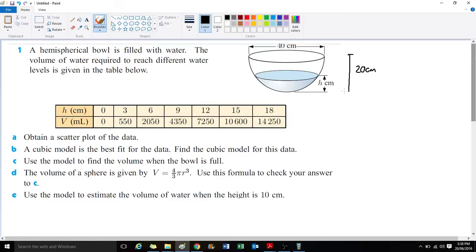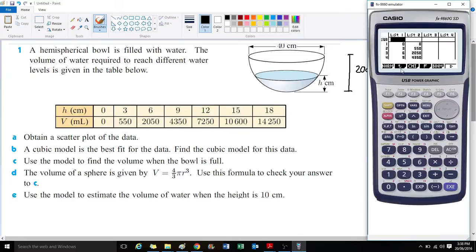Okay, so the first thing we want to do is obtain a scatter plot. I've already inputted my data into the list in your statistics menu, and then what we want to do is graph that. Make sure you're graphing list 1 and list 2. And it should look something like this. Now, in some of these problems it will tell you which model to use. In some of them we need to assess just by looking at the R squared value, just by looking at the correlation, which model has the highest correlation. So we're told a cubic model, we need to find the cubic model.